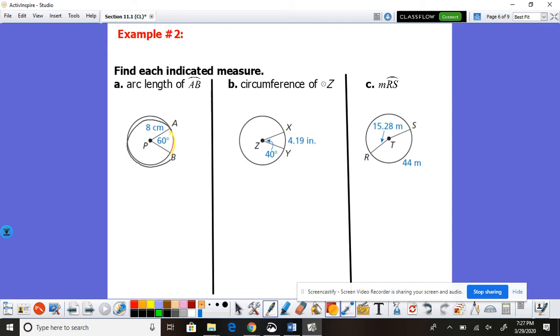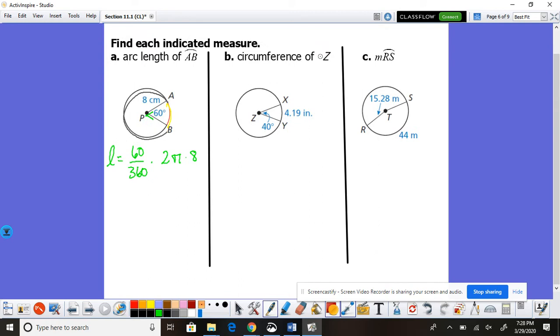Okay, so arc length, I'm just going to put as L for length. Arc length equals, well, the proportion, and remember the proportion is the central angle, which is 60, over 360, because there's a total of 360 degrees all the way around. So that's the proportion, times the circumference, which is 2 pi, and my radius is 8. Okay, so if I simplify this a tad bit, I would have L equals 60 over 360 is 1/6 times 16 pi.